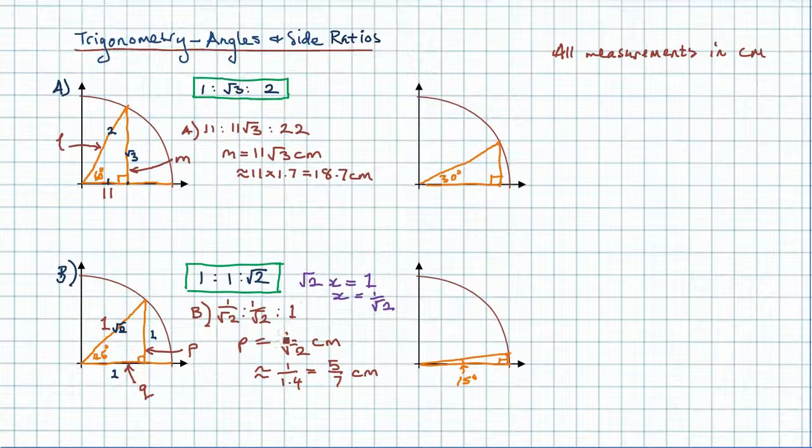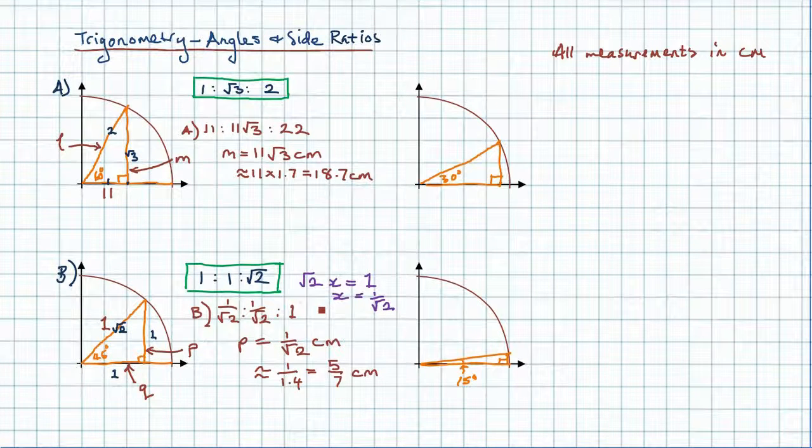Good, so that's problem B, based on our discovery that the proportions of a 45-degree right angled triangle, or right triangle sometimes called, are in the ratio 1 to 1 to root 2. And it's good, as I said, to remember that.